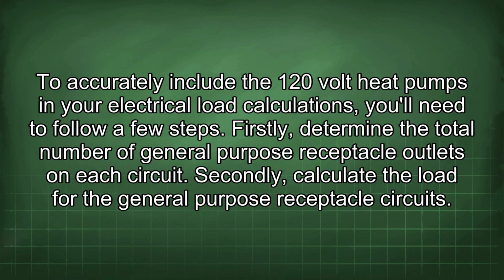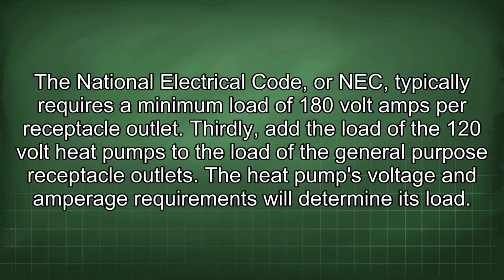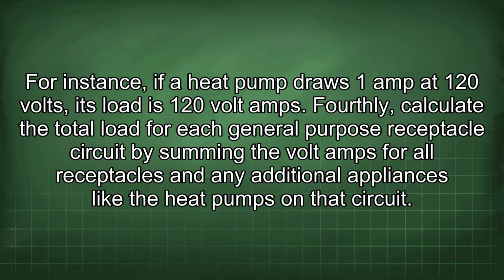Firstly, determine the total number of general-purpose receptacle outlets on each circuit. Secondly, calculate the load for the general-purpose receptacle circuits. The National Electrical Code, or NEC, typically requires a minimum load of 180 volt-amps per receptacle outlet. Thirdly, add the load of the 120-volt heat pumps to the load of the general-purpose receptacle outlets. The heat pump's voltage and amperage requirements will determine its load. For instance, if a heat pump draws 1 amp at 120 volts, its load is 120 volt-amps.